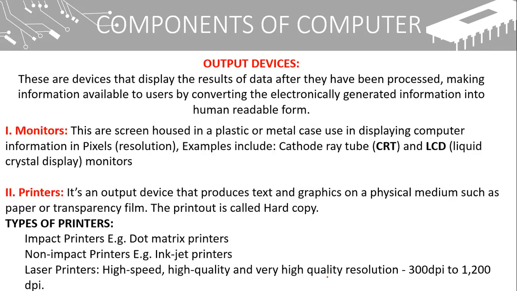So the output devices. We say the output devices are devices that display the result of data after they have been processed, making information available to users by converting the electronically generated information into human readable form. Example is the monitors. Monitors are screens housed in a plastic or metal case used in displaying computer information in pixels resolution. Examples include the cathode ray tube, the CRT, and the LCD screen, that is the LCD monitors.